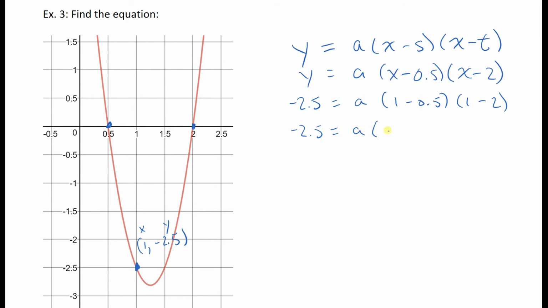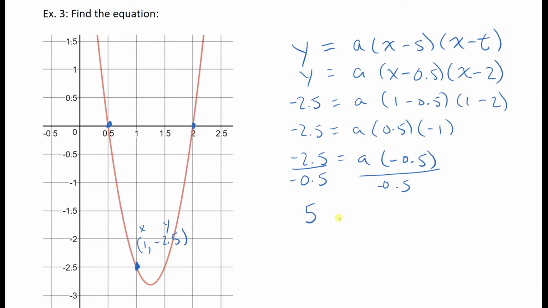So 1 minus a half is a half times -1. Okay, so we have a very simple linear equation here to solve now. So we can divide both sides by -0.5. How many times does 0.5 go into 2.5? That's like asking how many times does 5 go into 25. So that's 5 times. Negative by a negative is a positive. So a is equal to 5.